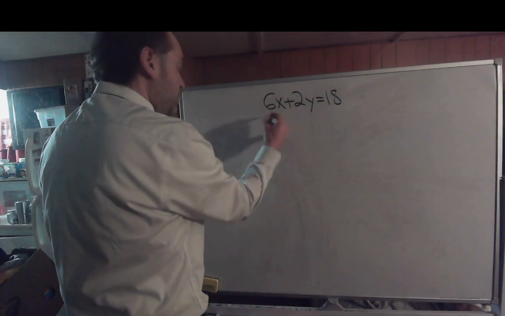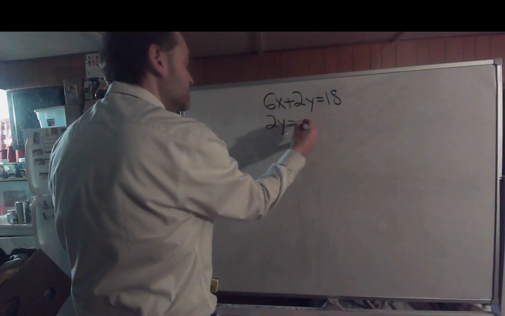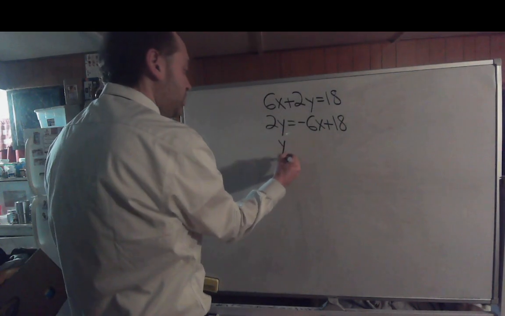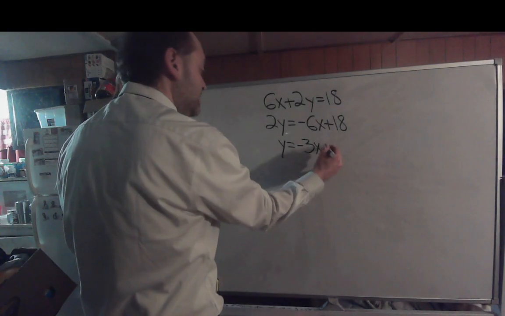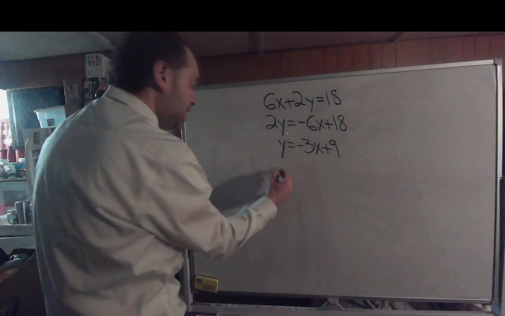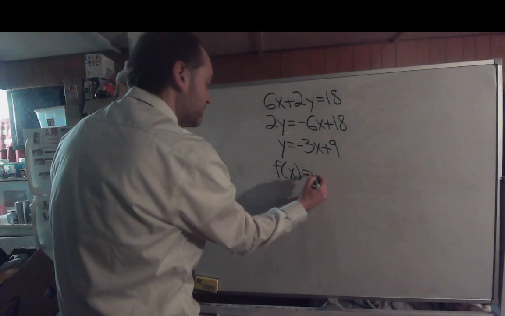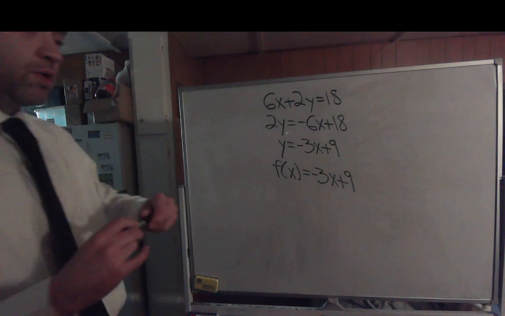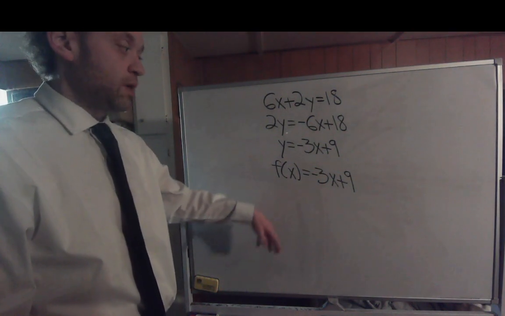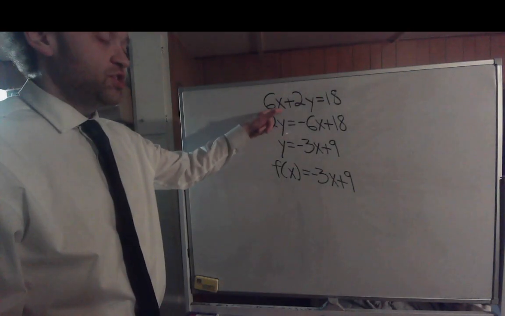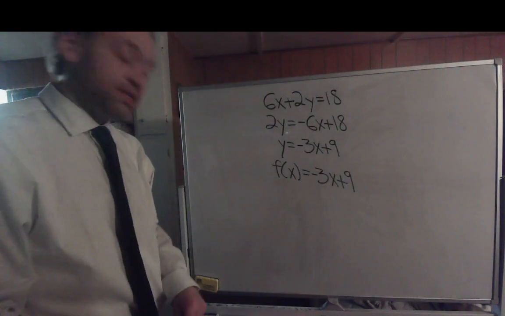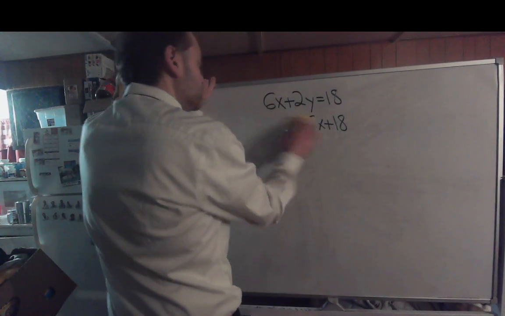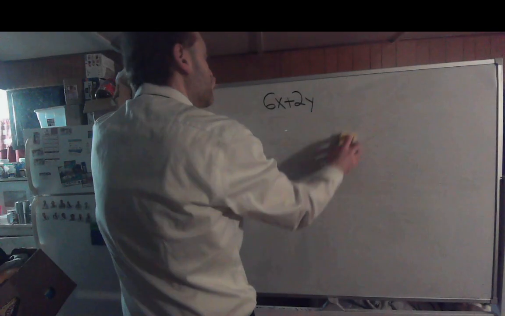Well, that's easy. You get the y by itself, so you'd have 2y equals negative 6x plus 18. Then solve for y, you would get y equals negative 3x plus 9, which we know y is a function of x. You would end up getting f of x equals negative 3x plus 9. That would be the function notation for this linear equation of two variables. You make y a function of x, right? Everyone's familiar with that by now. What you may not be familiar with is what we do when we have three variables. That's where it changes a little bit.